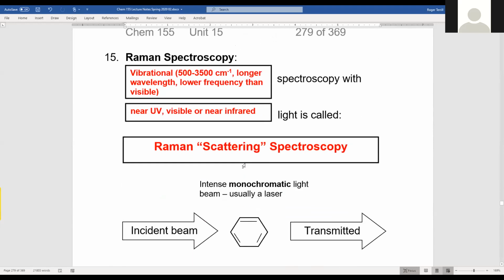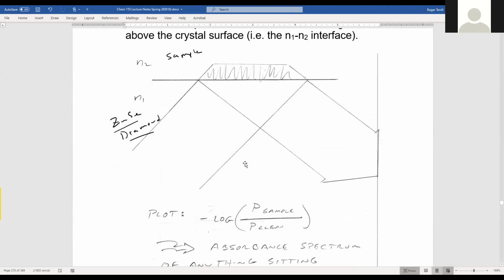And basically all you need to do is use a beveled edge to couple the light in, and then to couple the light back out. And then you can get a spectrum of anything you put on top of here with an effective path length of like lambda over 4 or something like that. So it comes out to be maybe 2 microns or so.